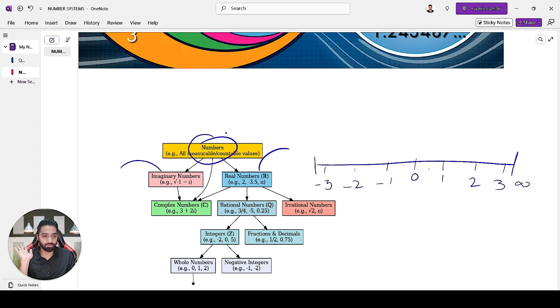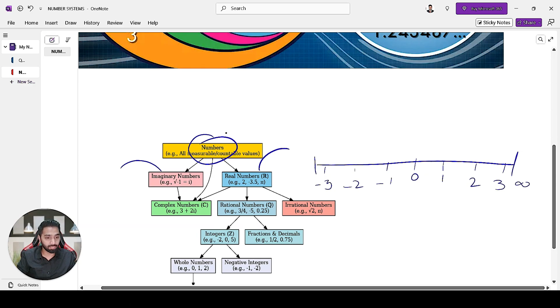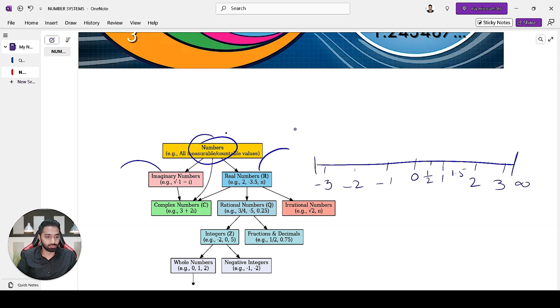So here I can put 0.5. I can write this as 1.2. Here I can put 1 by 2. Here I can put 1.5, and so on. So all of these fractions, decimals, everything is considered real numbers. Okay, so these are real numbers.